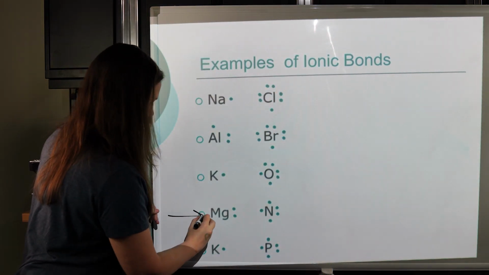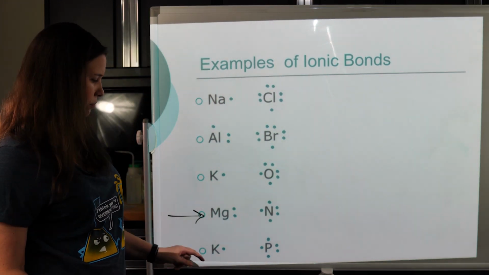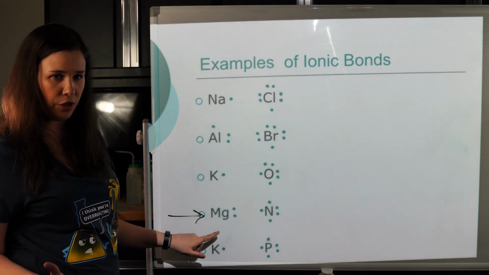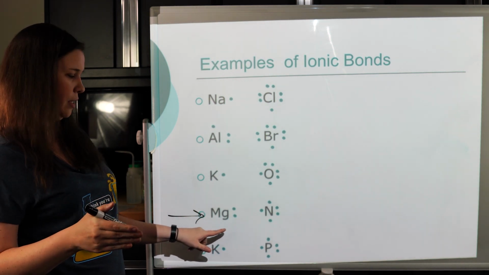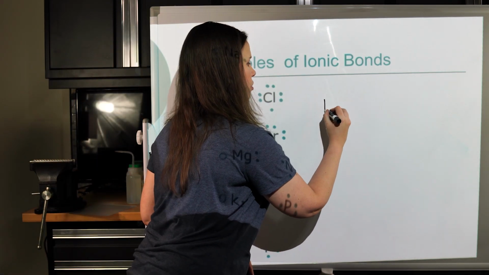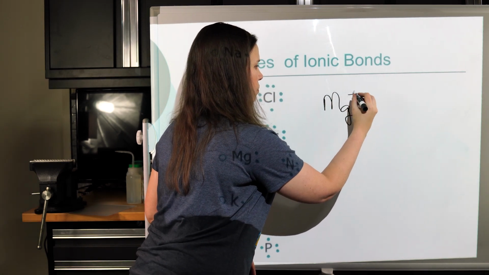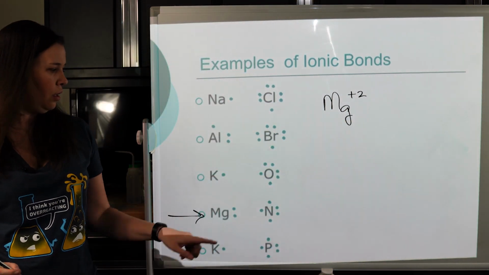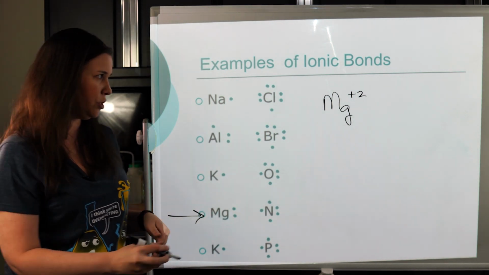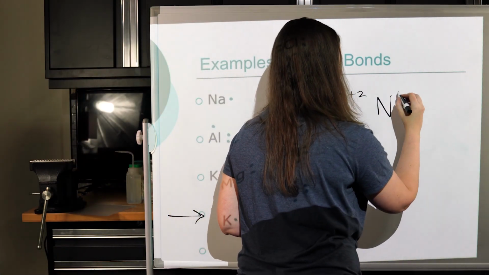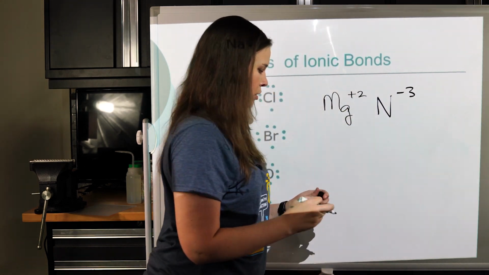So now we're on this magnesium and the nitrate. You do still have to know what the charges are. So with magnesium, it's in the second group of the periodic table, so it will have a +2 charge. So I'm going to write Mg +2. Now nitrogen is in group 15, which will have a -3 charge. So I'm going to write N -3.